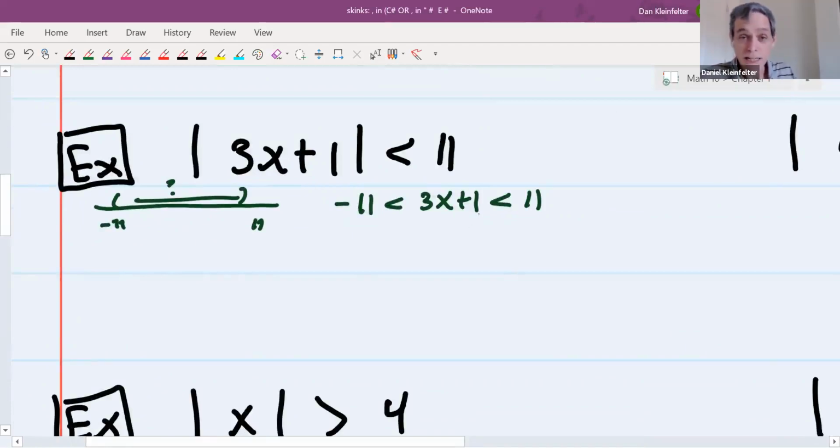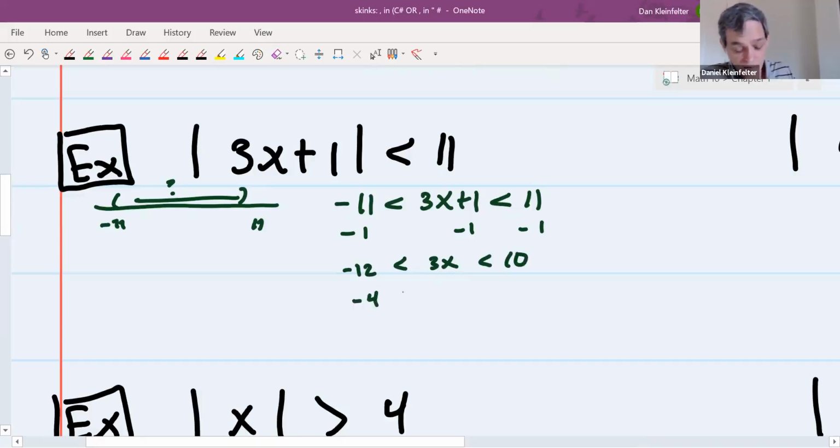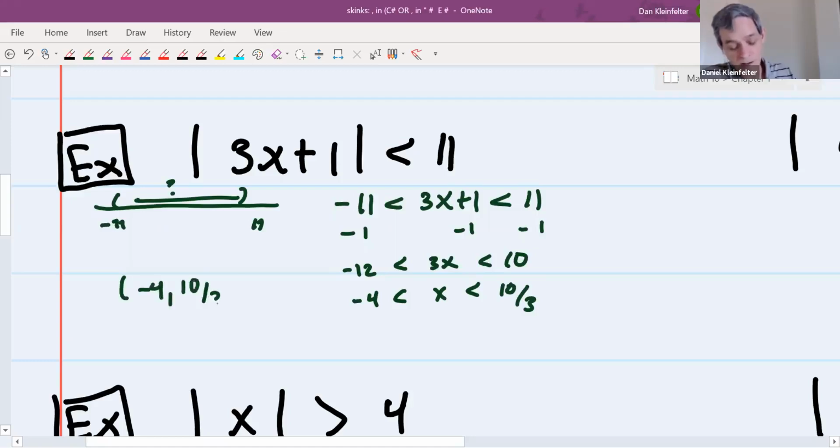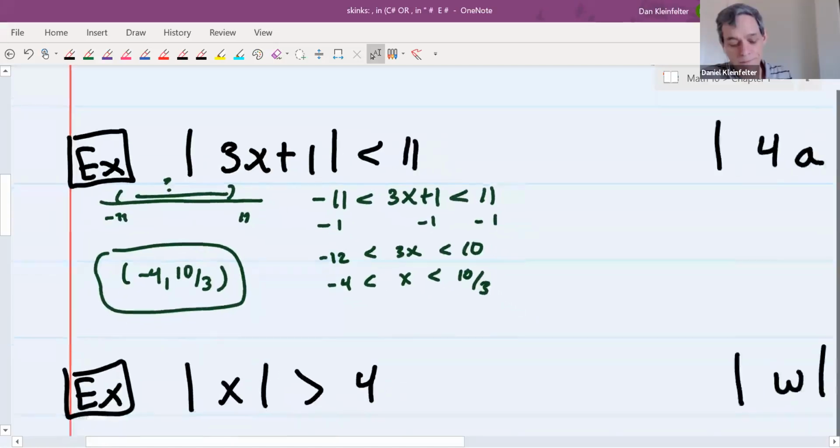So here we're going to isolate x by subtracting 1 from all three parts. So this will give us -12 is less than 3x is less than 10. And then we'll divide through by 3 to get -4 is less than x is less than 10/3. So our final answer is -4 to 10/3. And again, that will be in parentheses because it said strictly less in the original problem.